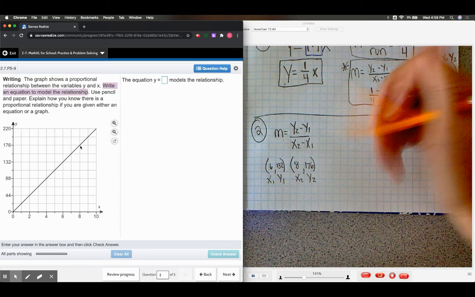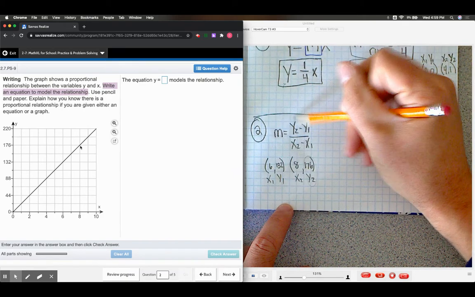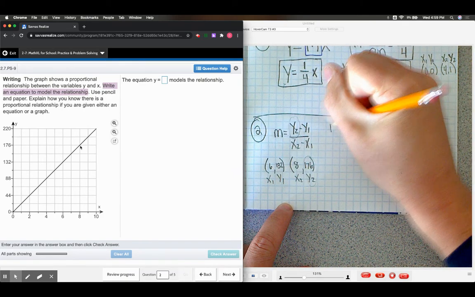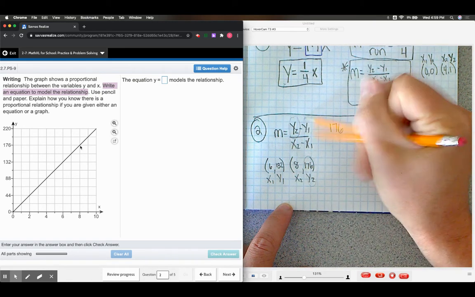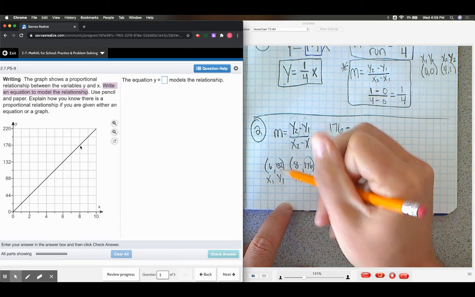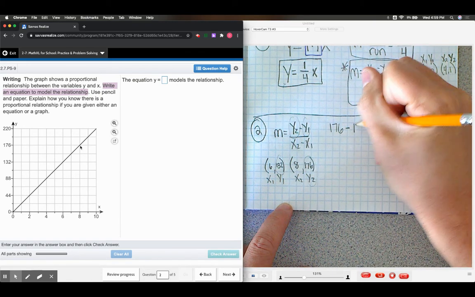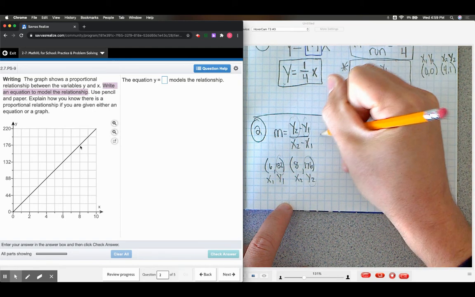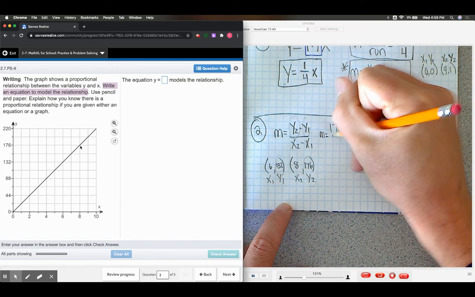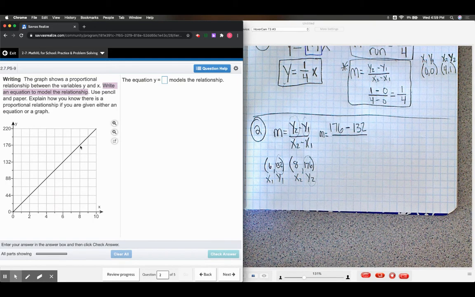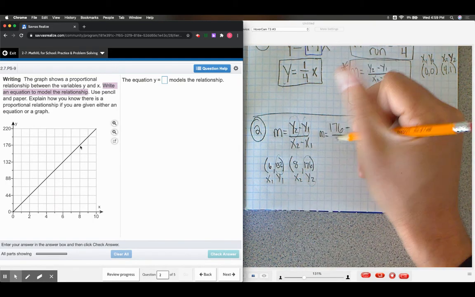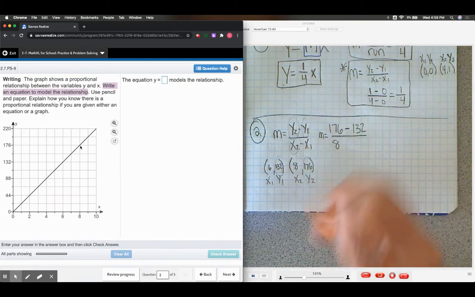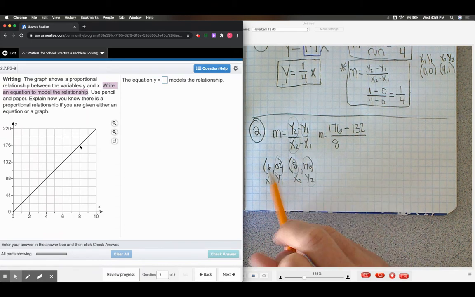I'm going to put those into the formula here. 176 minus y1, which is 132. x2 is going to be 8. And x1 is going to be 6.